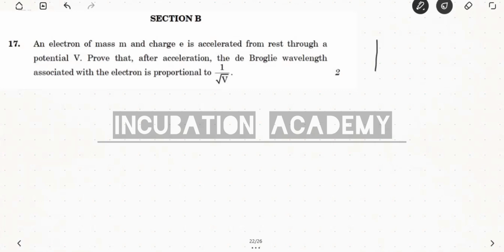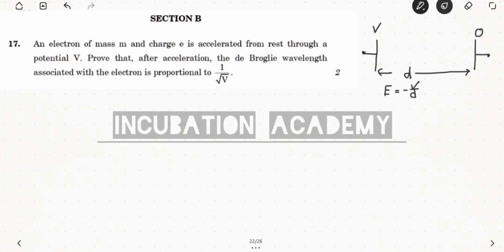These are the two plates, and in between them the potential difference V is maintained. Let us say this is V and this is 0. If an electron is kept at rest, it will move in the direction opposite to that of the electric field, because it has a negative charge. If d is the separation between the two plates, then the electric field is minus V by d.